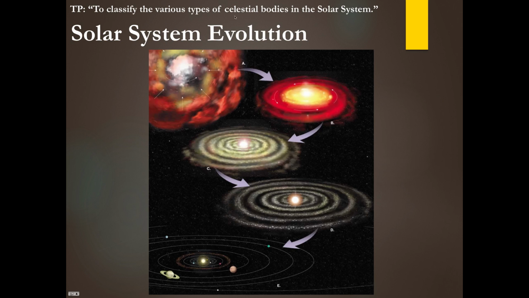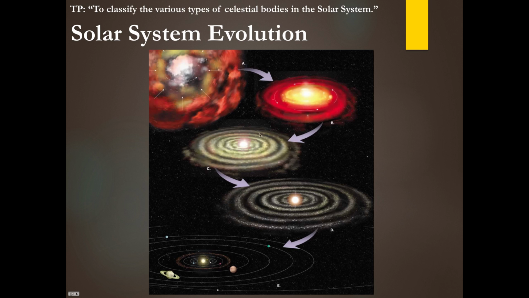All right, so we have these formations. We have the contraction of gas and dust. We have the beginnings of a cloud formation like the protostar. We have nuclear fusion. We also have the clumping of materials on the outer portions. And eventually we had the beginnings of the solar system.